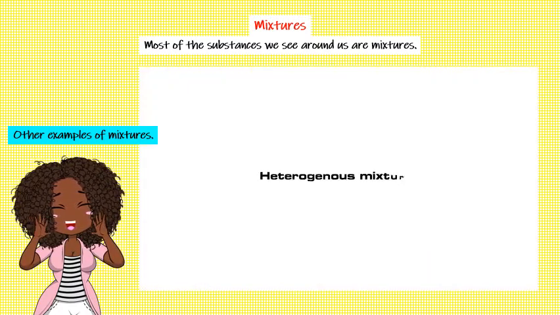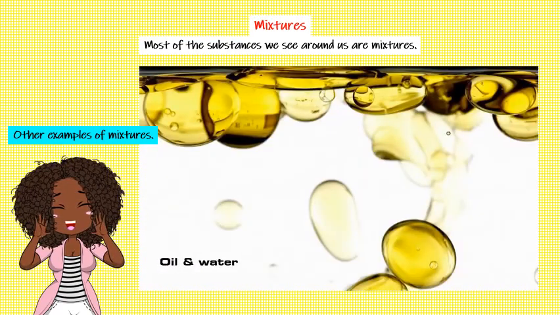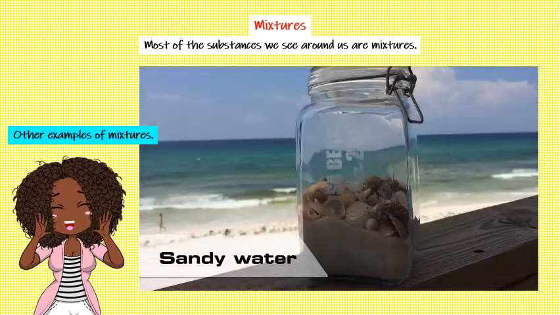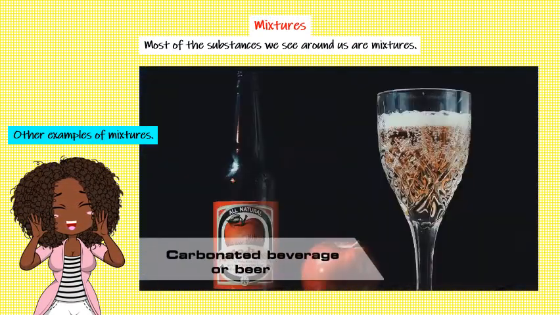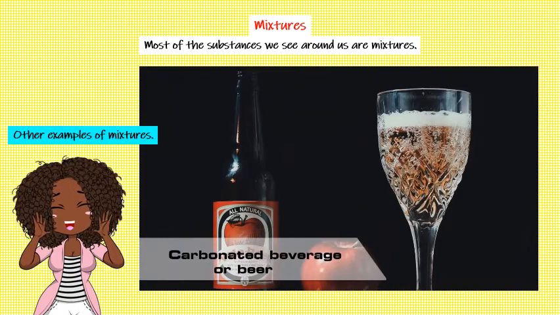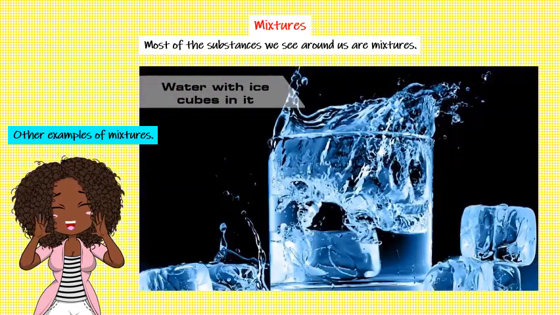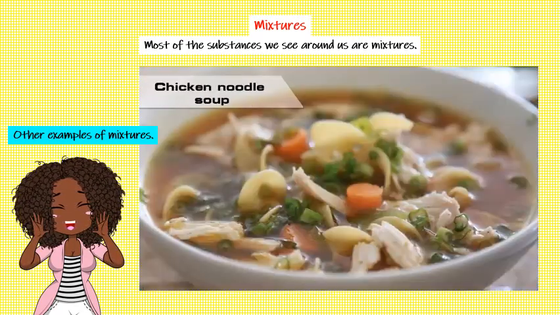In heterogeneous mixtures, the constituents appear separately. 1. Oil and water. 2. A soil sample. 3. Sandy water. 4. A carbonated beverage or beer. The CO2 gas appears separately within the liquid. 5. Orange juice with pulp in it. 6. Water with ice cubes in it. 7. Chicken noodle soup.